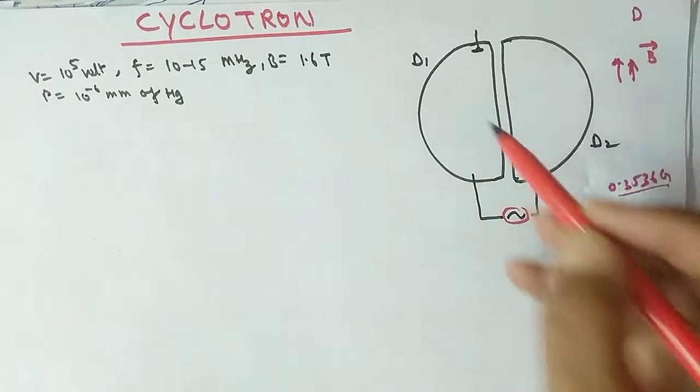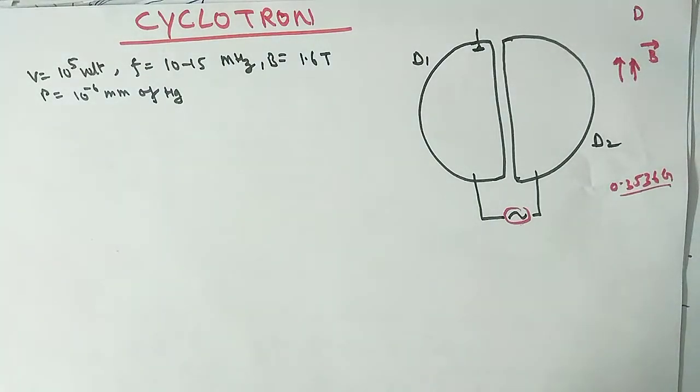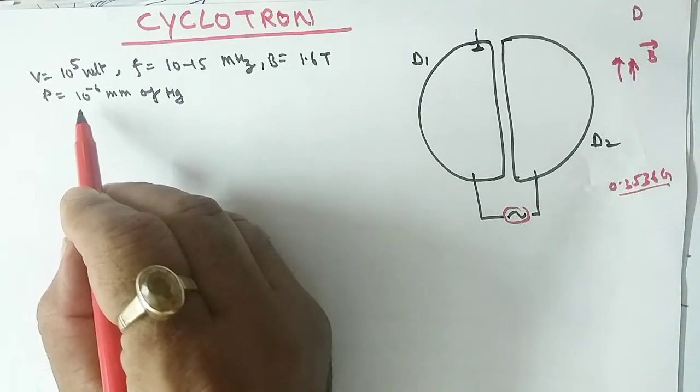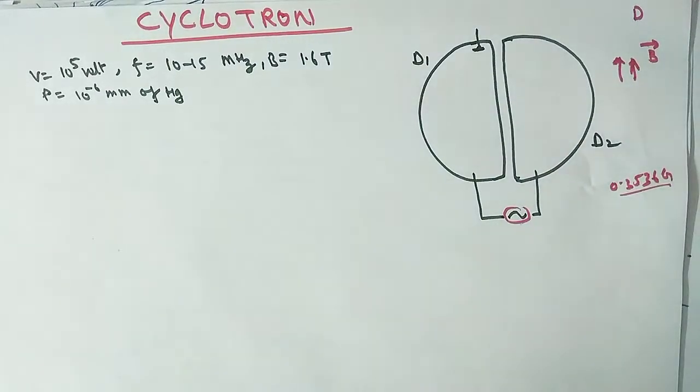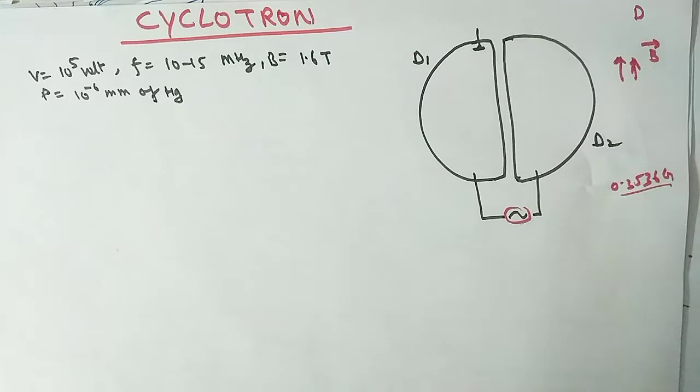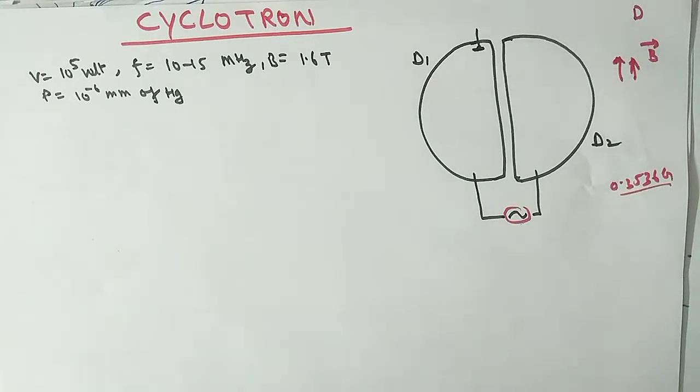And one more thing, the pressure inside the D's. Because these D's are empty from inside, the pressure is very small, almost vacuum, of the order of 10 to the power minus 6 millimeter of mercury. Why do we keep a very low pressure inside? Because when pressure is not low, the air particles can cause problems in the path of the moving charged particles, which are moving with kinetic energy, and that kinetic energy may be absorbed by the air particles present in the D's. So that's why we take almost vacuum, a very low pressure, 10 to the power minus 6 millimeter of mercury.